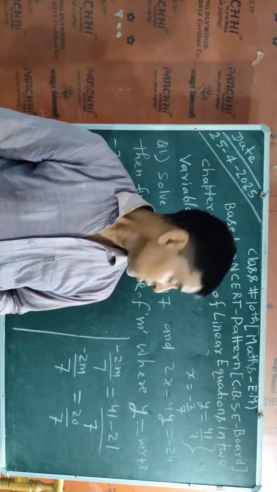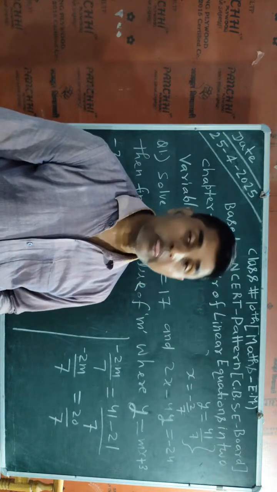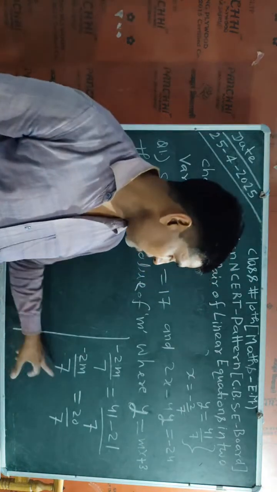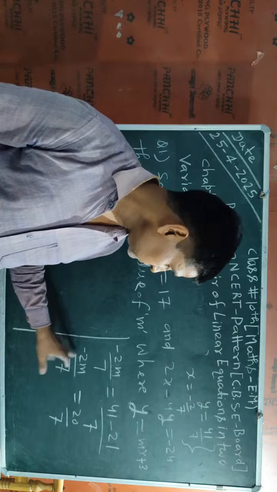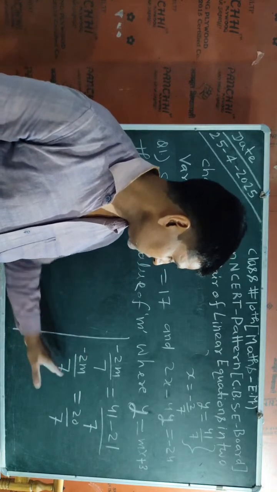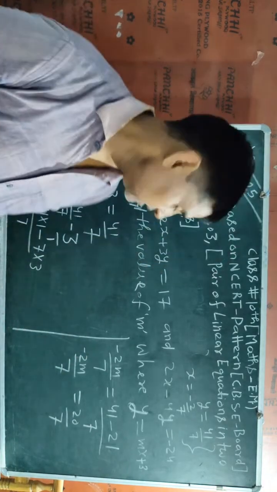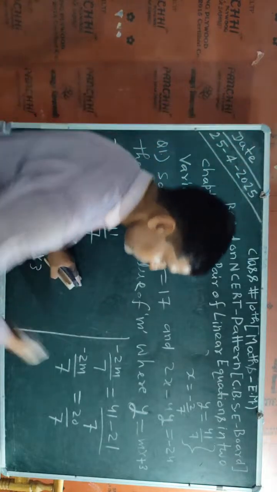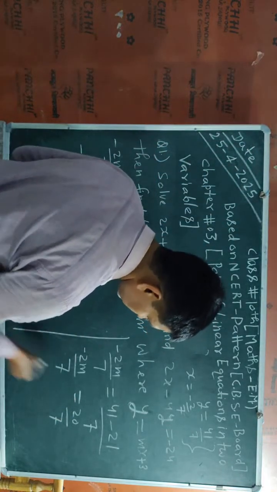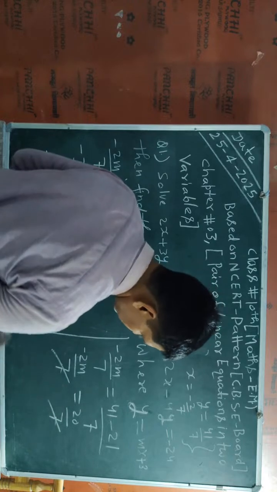Okay, student. So you have to also solve this question by substitution method also. Now I am going to simplify this one. So this is 7 and this is 7, it will cancel out.